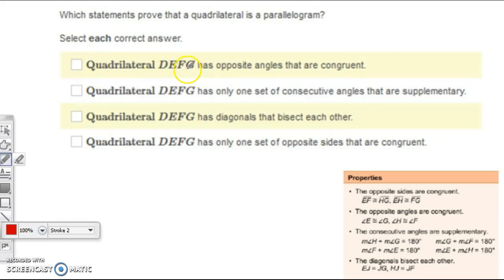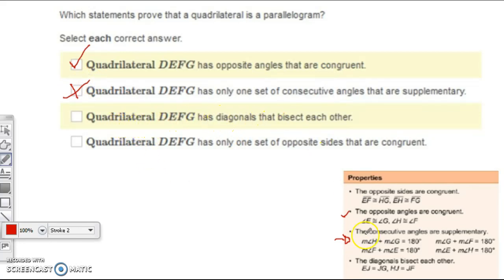So a quadrilateral DEFG has opposite angles that are congruent. It says it right there. So there we go. That one's a true statement. Quadrilateral DEFG only has one set of consecutive angles that are supplementary. That's not true because all of the consecutive angles have to be supplementary.